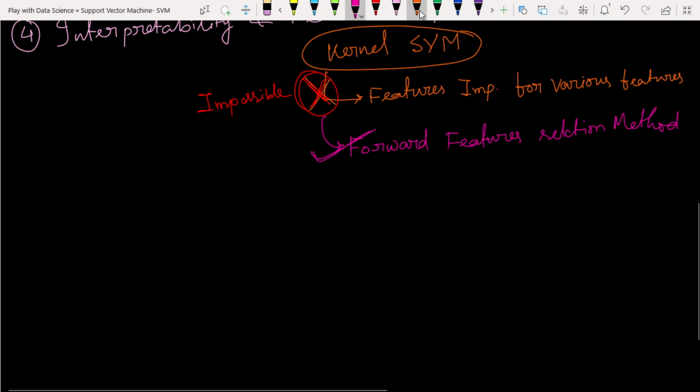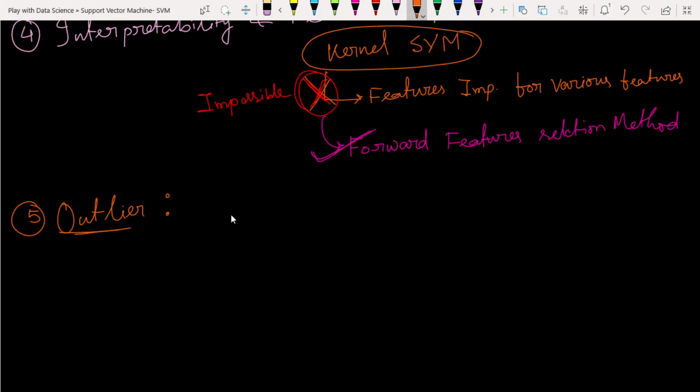Now the next thing is outliers. In soft margin SVM, the impact of outliers is very little, so outliers you can largely ignore. If your data set has many outliers, then SVM is a good choice, since the outlier impact is very little.